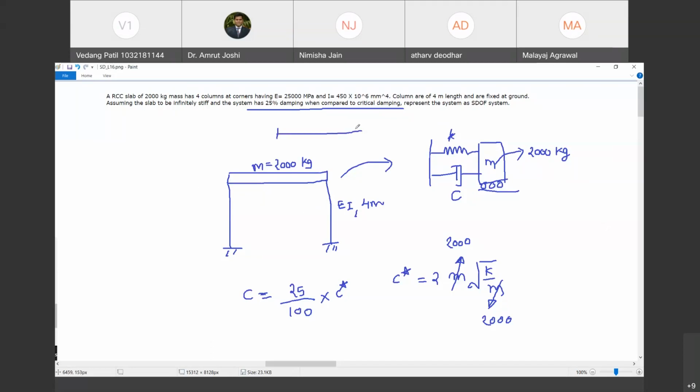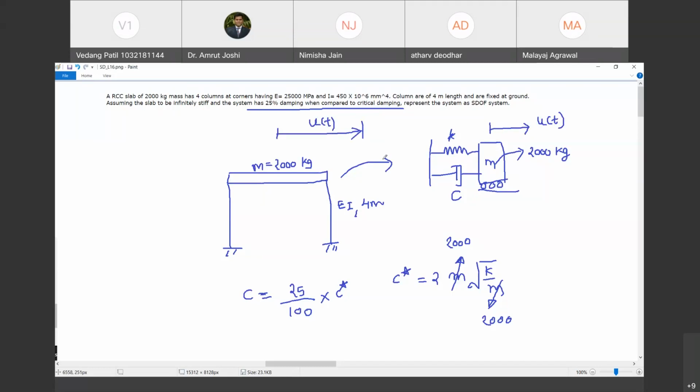Then the lateral displacement of this slab at a given instant of time is u of t. That u of t is represented as the displacement of this mass towards right. Do you agree with me? Sir, I have a doubt. Sir, instead of calculating C star again, we can directly go for eta by doing C upon C star. So it is directly an underdamped system.